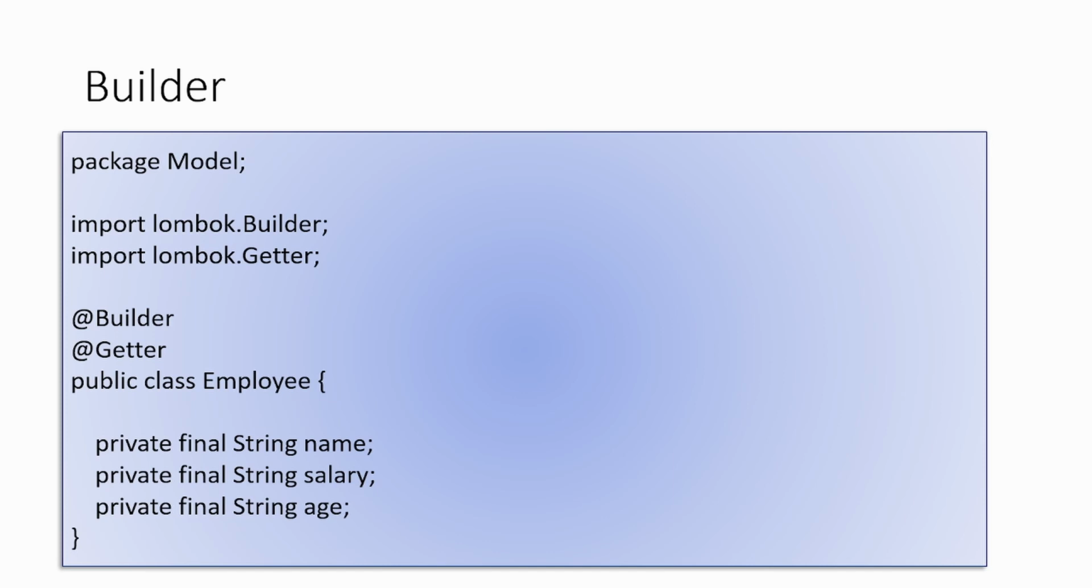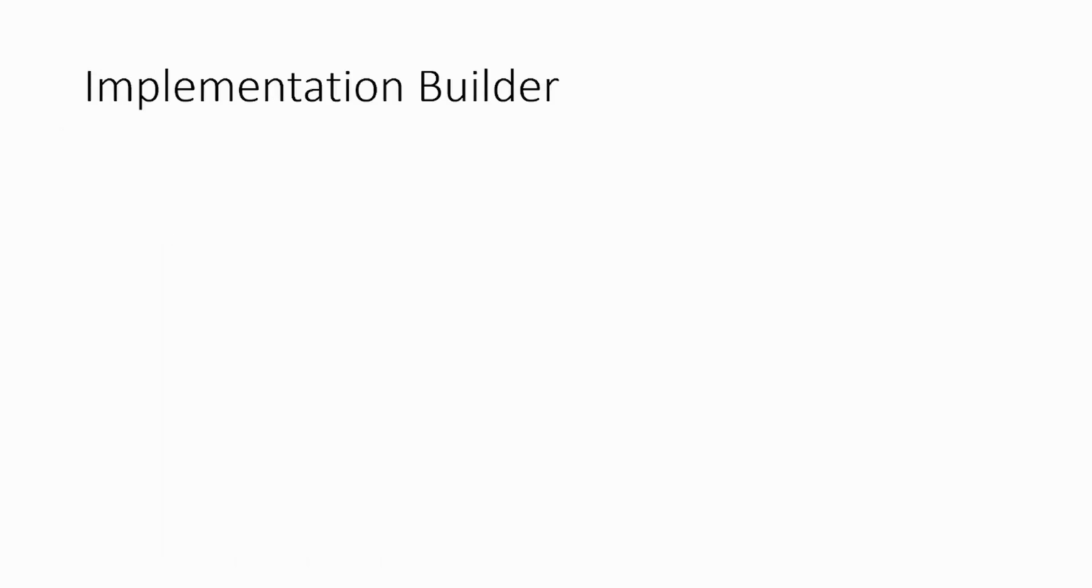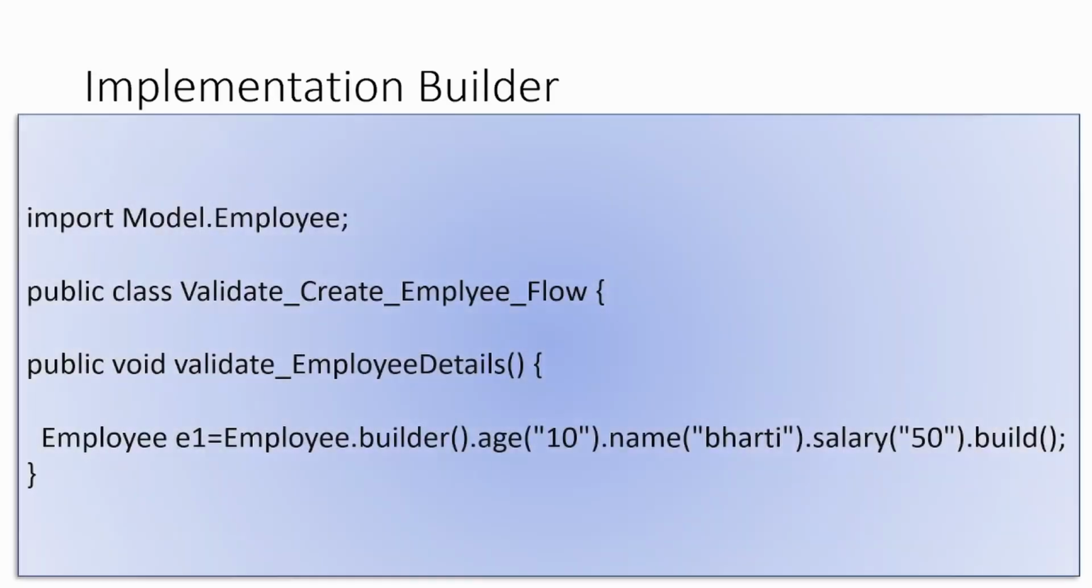So this is how we have to implement this builder class. Let's see how we can use the builder annotation. To implement it, we just have to use the Employee.builder method. We just need to use Employee.builder, and then we can specify all the arguments which we want to pass while creating an object, and then the dot build method. So here we have not created these methods, they are already provided.